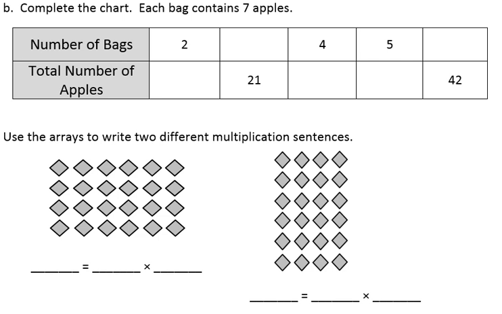The first problem asks us to complete the chart, knowing that each bag contains 7 apples. So the top of the chart tells me how many bags I have, and then in the bottom of the chart I need to put the total number of apples. If I have 2 bags, then I know that 2 times 7 would give me the number of apples, and that is 14. In the next section I have 21 apples, and that's related to the fact 3 times 7 is 21.